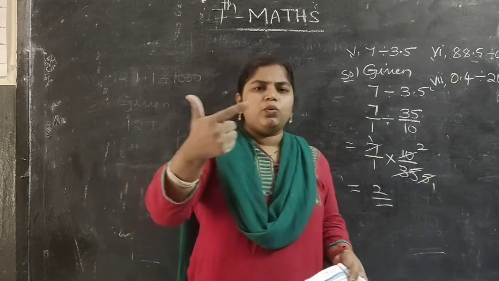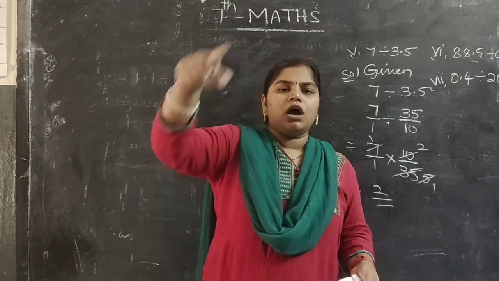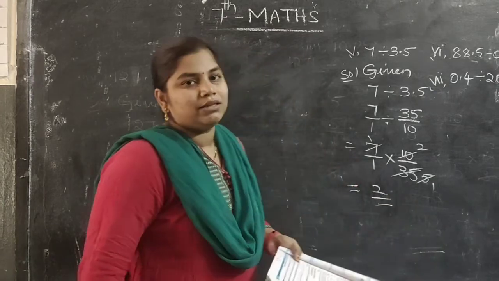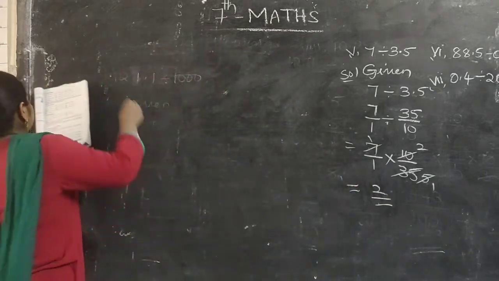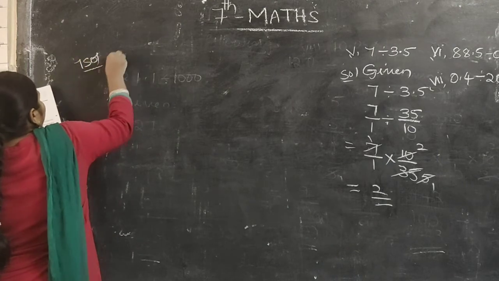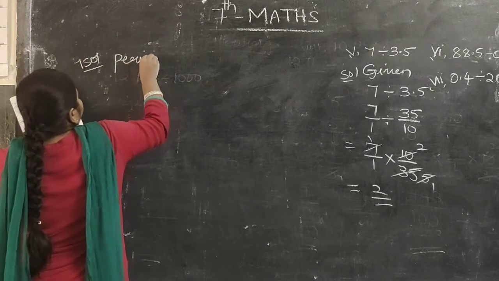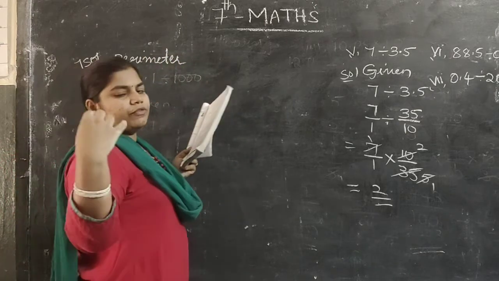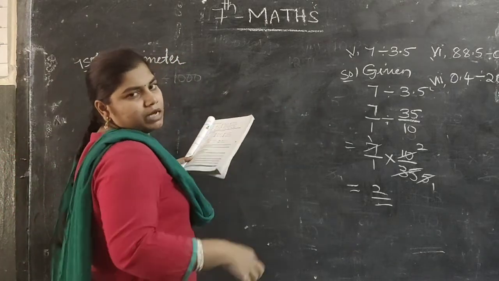They have given only one side, but in that polygon how many sides are there? We don't know, so we have to find how many sides are there. So here is the 7th solution. They have given the perimeter. Already you know about perimeter. Perimeter means the sum of all sides. So if you add all the sides, that will become the perimeter here.